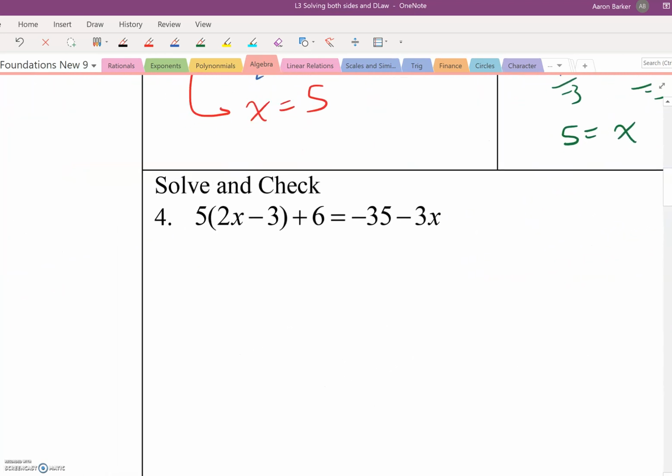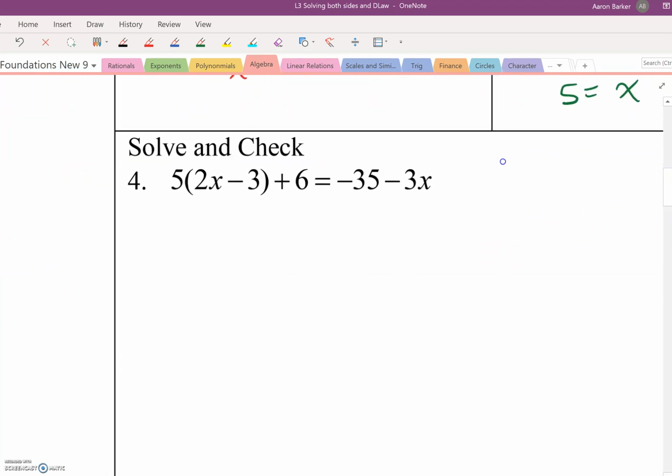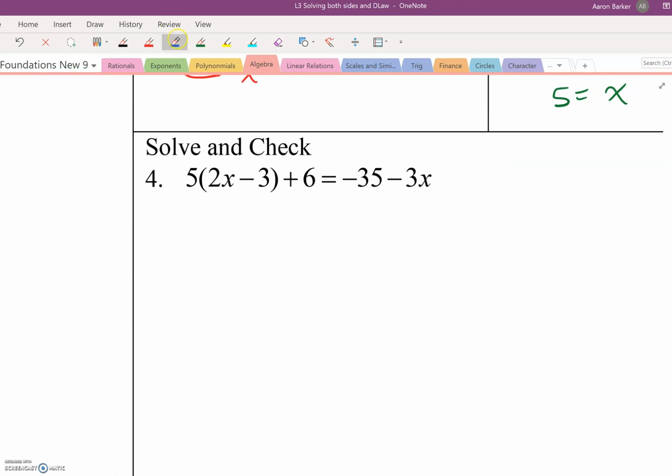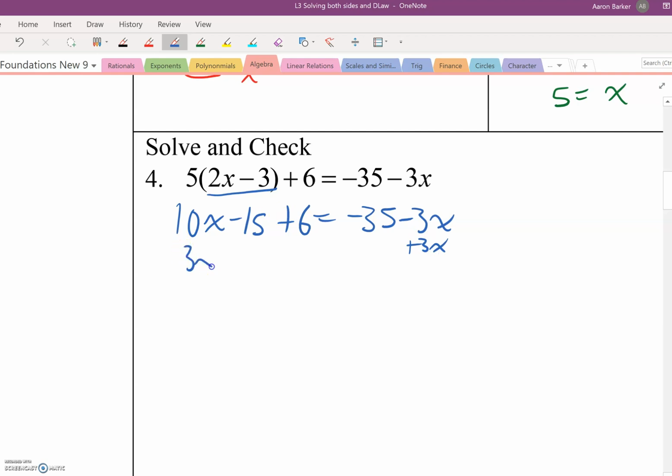So now we're going to solve and check. First part, solving. So the 5 multiplies into the set of brackets, which is right here. And we get 10x minus 15 plus 6 equals negative 35 minus 3x. You can move the 10x or you can move the 3x. Totally your choice. I'm going to move the minus 3x over. So I add 3x. And then I get 13x.